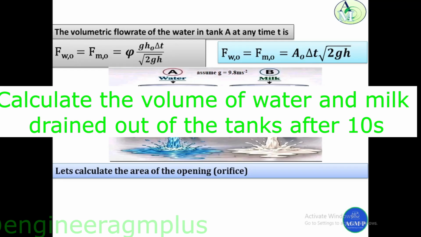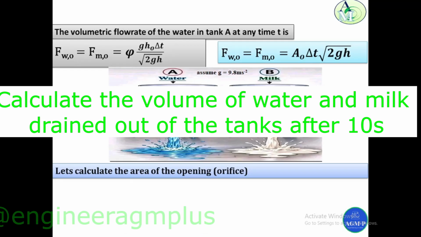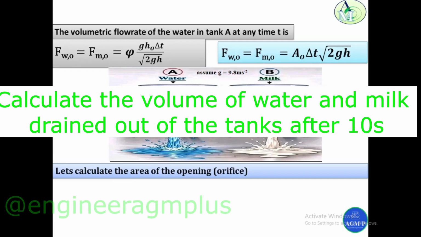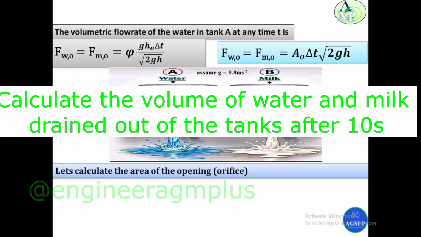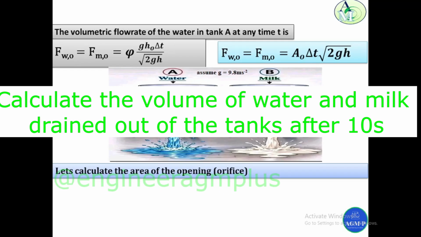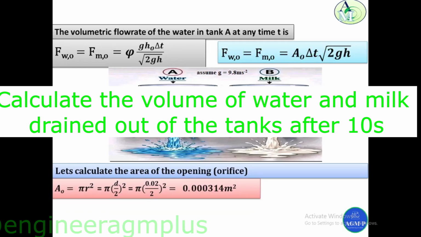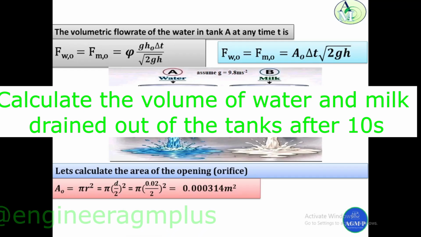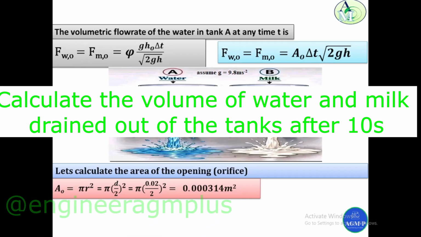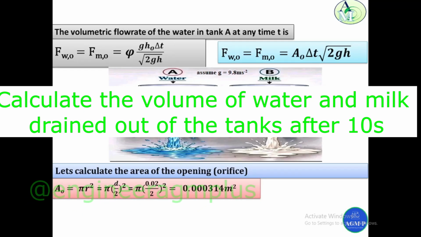Let's calculate the area of the opening, because Torricelli's formula says that the flow out of the water tank and the flow out of the milk tank is equivalent to this relation. That is the area of the orifice, A naught, times the time change, times the square root of 2gh, where h is the pressure head. Therefore, let's calculate the area, and the area is pi r squared, where r is equal to half of the diameter.